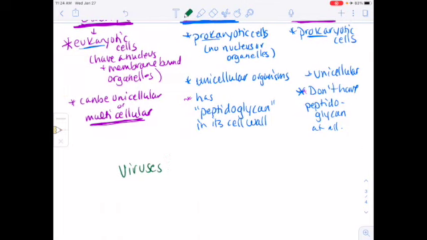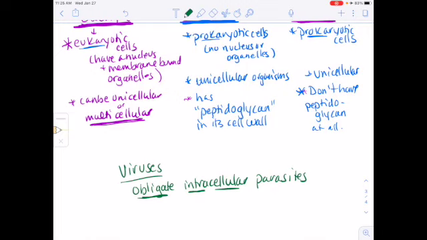They are what we call obligate intracellular parasites. Obligate meaning necessary. Intracellular, meaning they have to get inside your cells. They have to get inside a host cell in order to make more of themselves. They can't reproduce on their own. They have to get inside your cells or some host cell in order to make more of themselves.